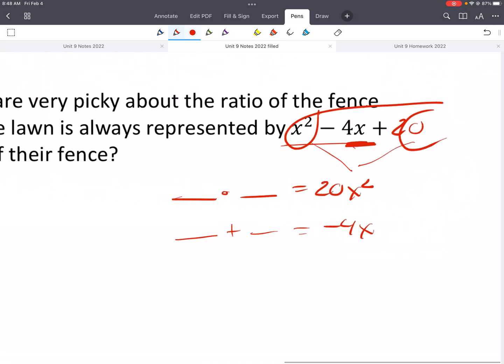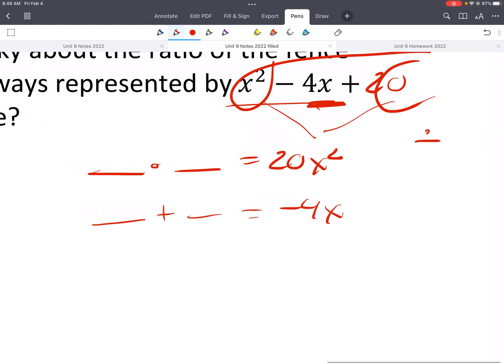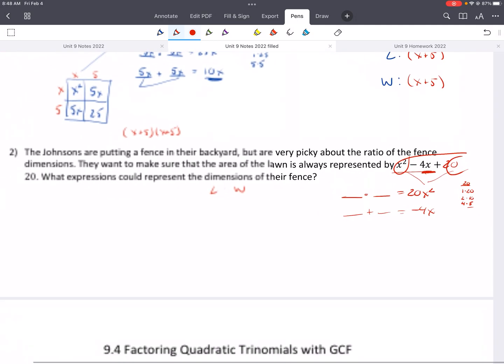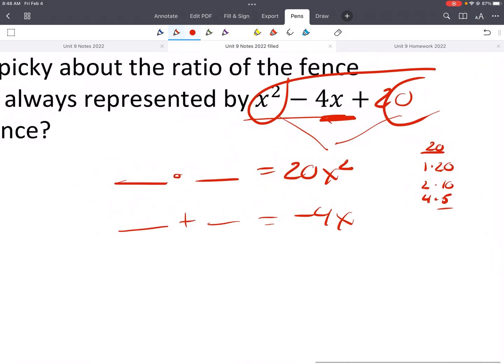So maybe want to write down like your factor pairs for 20, like 1 and 20, 2 and 10, 3 doesn't go into it, 4 and 5, and then next will be 5, but we already have 5. So those are all the factor pairs, and we need to make it so that they multiply to 20 and add to negative 4.